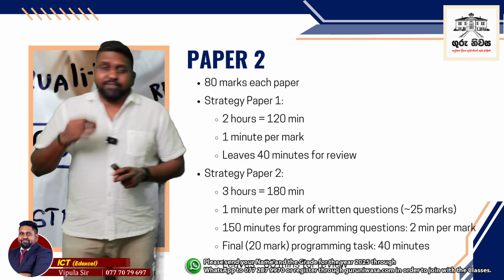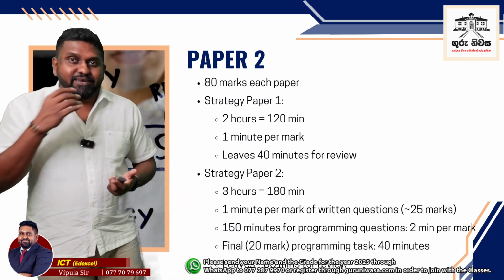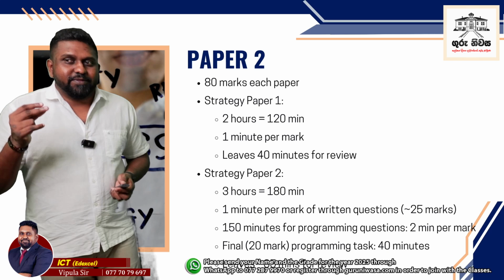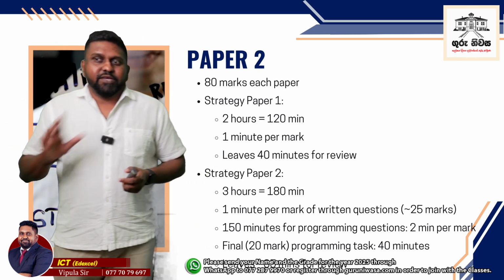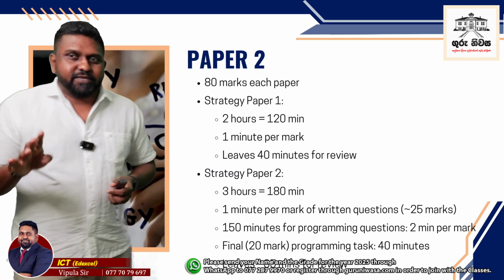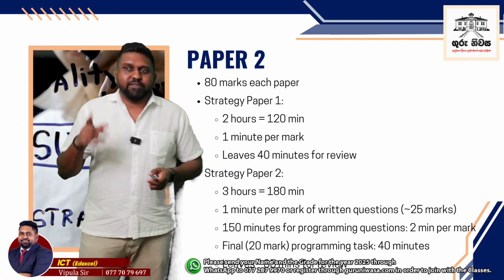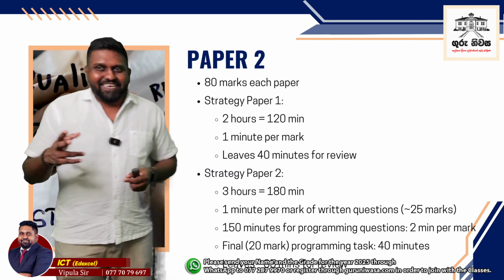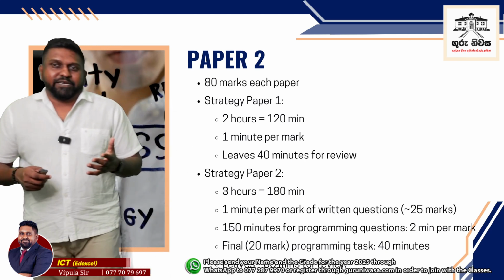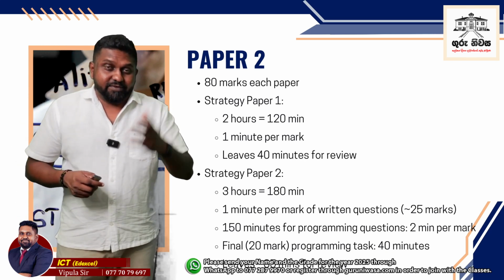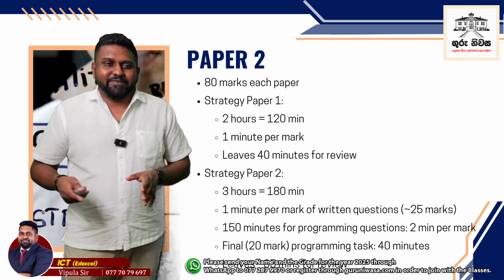At the same time, for paper 2, you get 3 hours, which is 180 minutes. If you take it as 1 minute per mark for written questions, which have 25 marks, that means 25 minutes, and 150 minutes for programming questions, that means 2 minutes per mark, and finally, 20 marks for the final programming question, which will end up as 40 minutes. So that will kind of give you 35 marks.